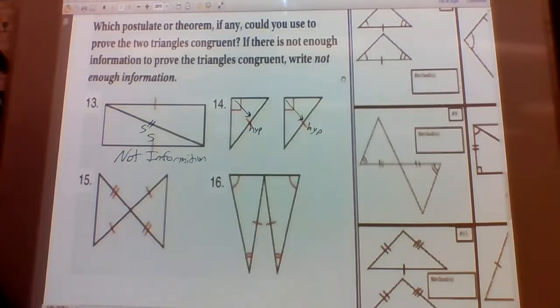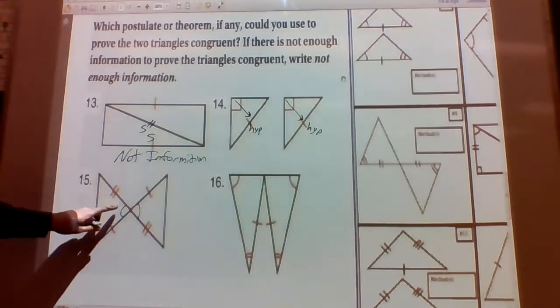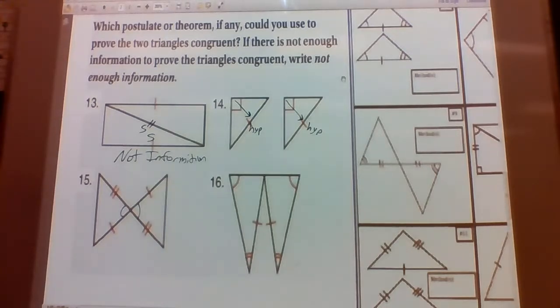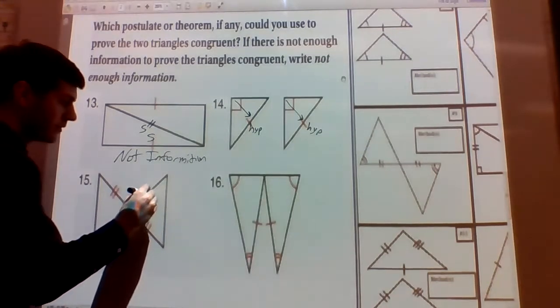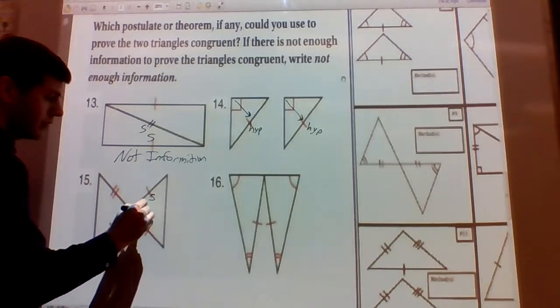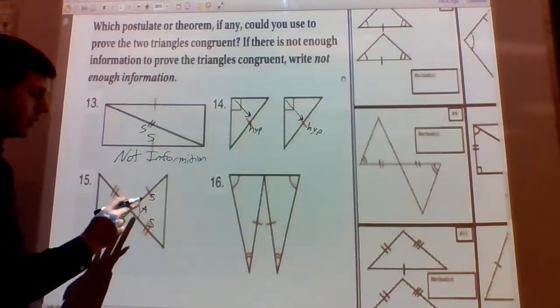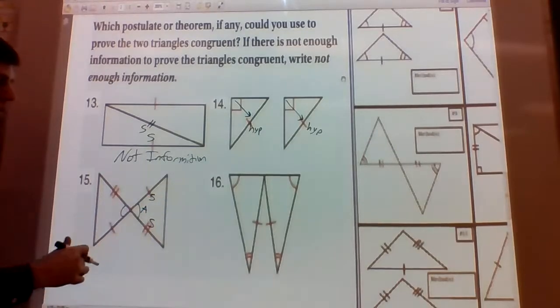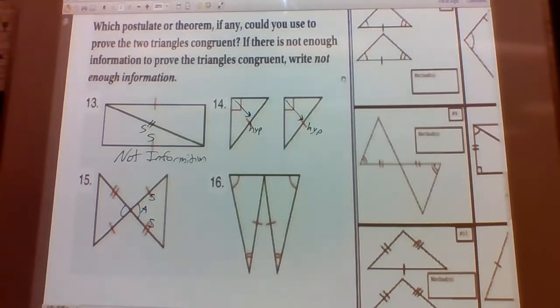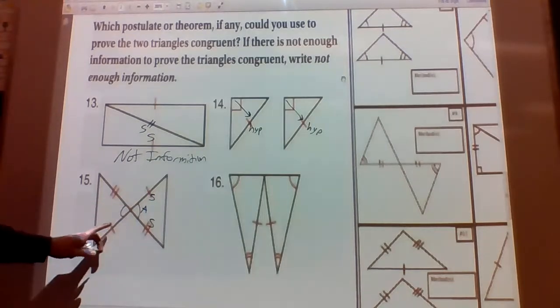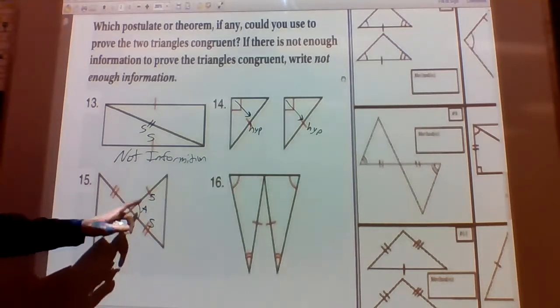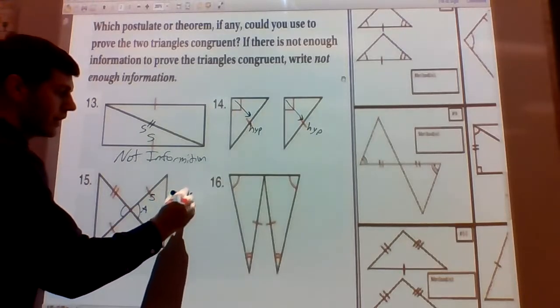15, we notice we have vertical angles, so let's put them in. And now how many corresponding parts that are congruent do we have? Well, we have 3 corresponding parts that are congruent, so we can try to use one of our postulates. Okay, is this a side or an angle? This is a side. Is this a side or an angle? This is an angle. Is this a side or angle? This is a side. So side, angle, side. 2 sides and an included angle are congruent, right? So 2 corresponding sides are congruent, and then the included angle, the angle between the 2 sides, is congruent. So side, angle, side.